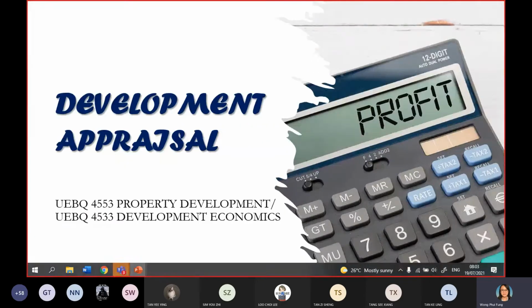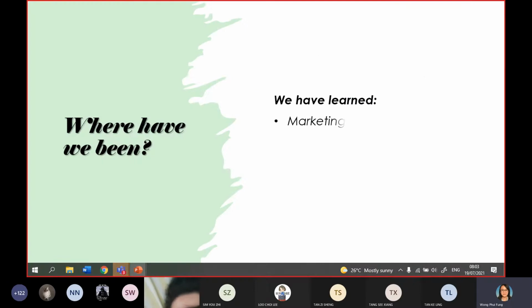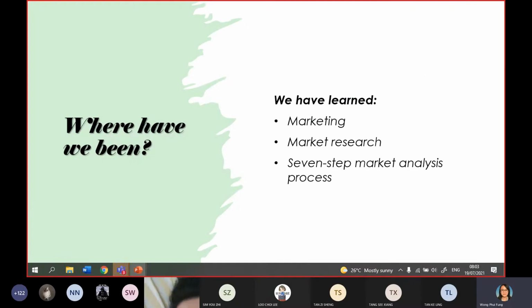All right, so today we are going to another quite interesting chapter called step number 7, where I will teach you how to prepare your development appraisal, which sometimes we also call development budget. Okay, so last week we learned about marketing, the purpose of conducting market research, and I also demonstrated the process of conducting market analysis, which is the 7 steps.